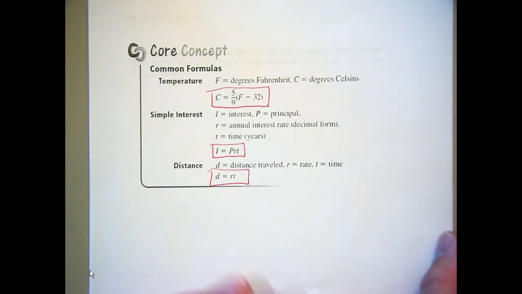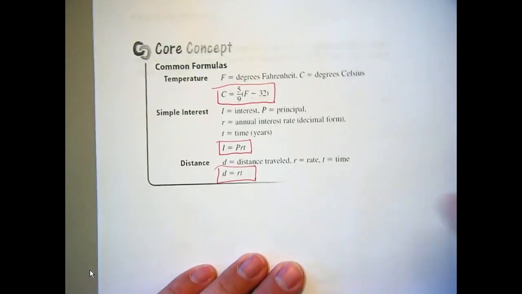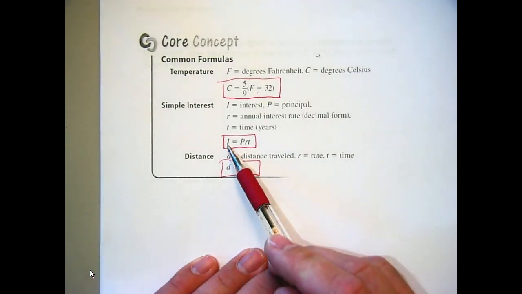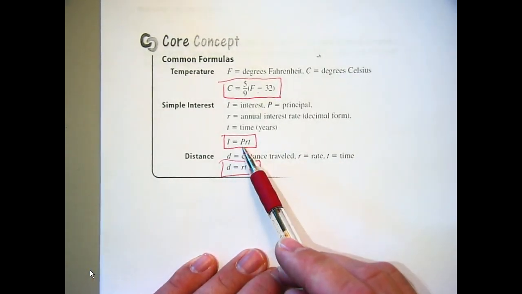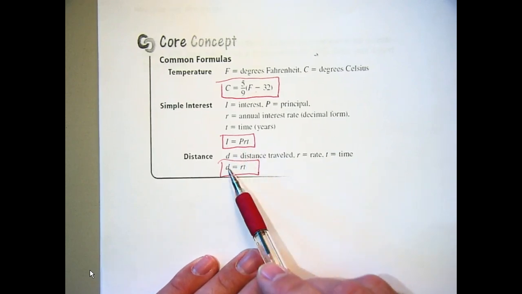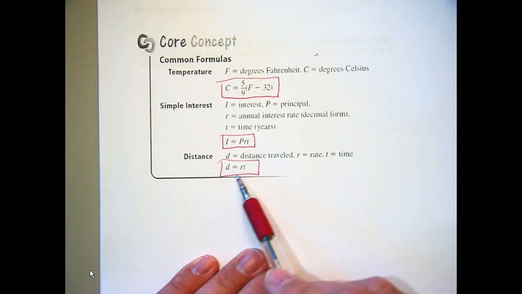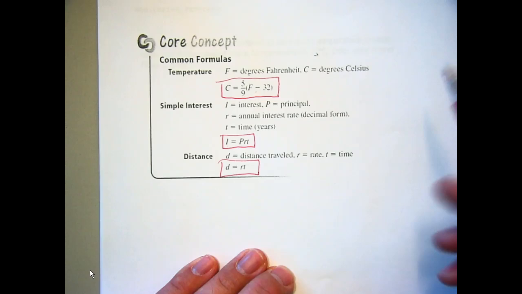Okay, so our goal today is to be able to manipulate those formulas so that we can find different parts. So rather than wanting to find interest, maybe I want to find principal, so we'd get P by itself. Or rather than wanting to find the distance, maybe we want to find T, so getting T by itself. Okay, that will be our goal.